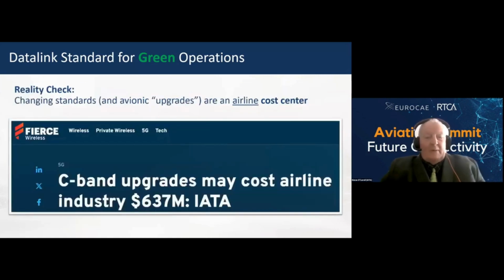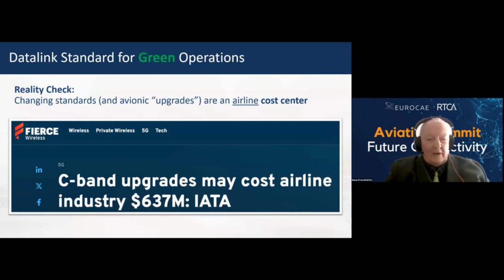Now, let nobody be under illusions. Changing standards is a cost to the airlines. And clearly, 5G was a classic example of how things can go badly wrong. IATA estimates that 5G has cost the airline industry $637 million. And that was just simply for the RADALT upgrades. So we can't afford to do this with every other avionics system on board.